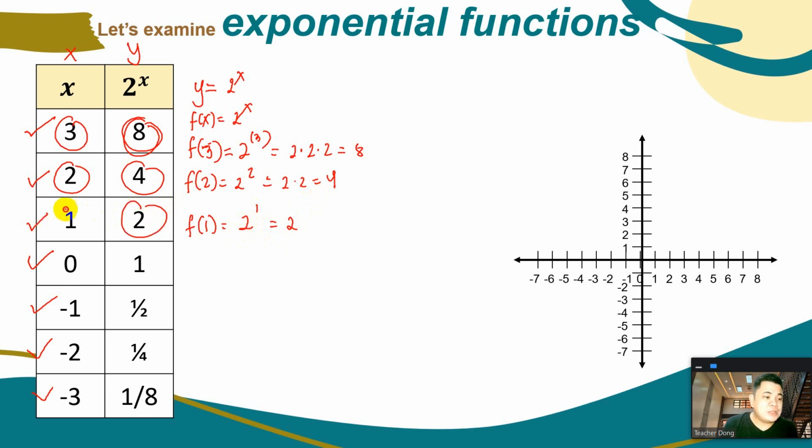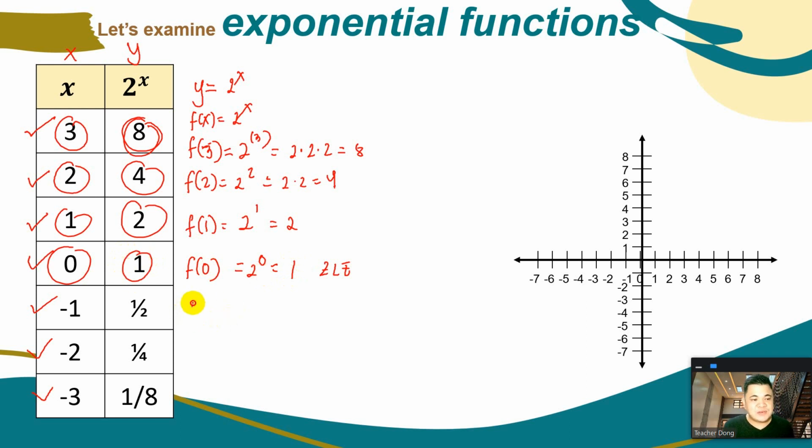And then how about if the domain is 0? Just simply substitute: f of 0 is equal to 2 raised to the power of 0. The zero law of exponents says that when you raise a number to 0, the answer is always 1. Except 0, of course. When you raise 0 to 0, the answer is still 0. But if you raise any real number which is not 0, the answer is always 1. So if we have 2 raised to the power of 0, the answer here is 1. That's why our range is 1.